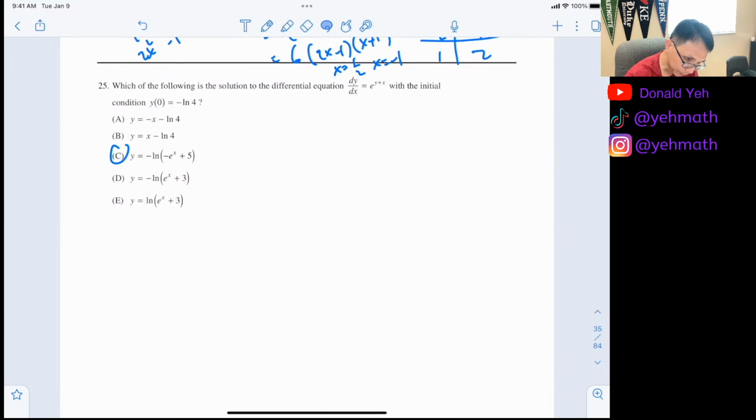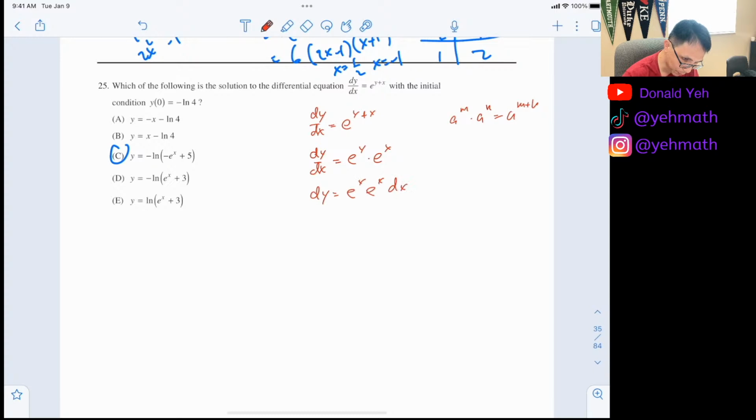Okay, so first of all, dy/dx is equal to e to the y plus x. Now remember, a to the m times a to the n equals a to the m plus n. So we're going to go backwards. dy/dx equals e to the y times e to the x. I multiply e to the negative y on both sides: e to the negative y dy equals e to the x dx. Separation of variables. Here it's going to get you 1 point in the FRQ.